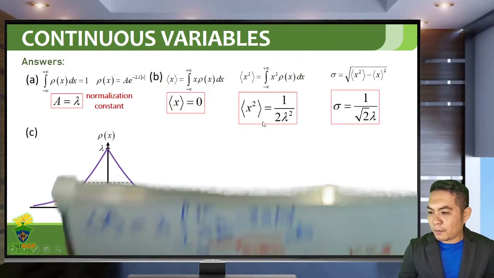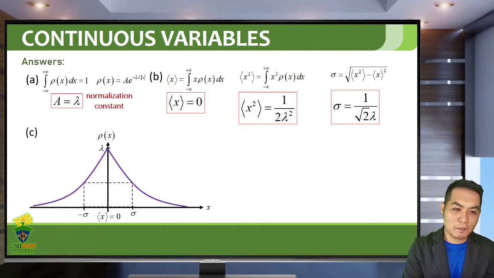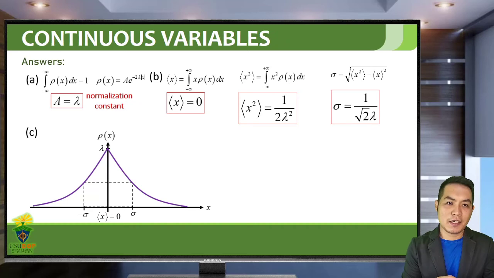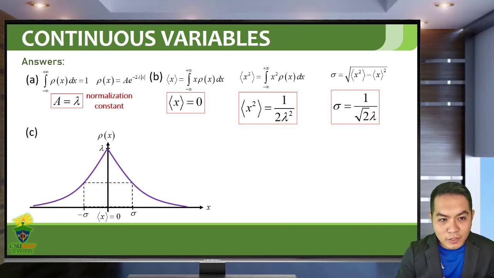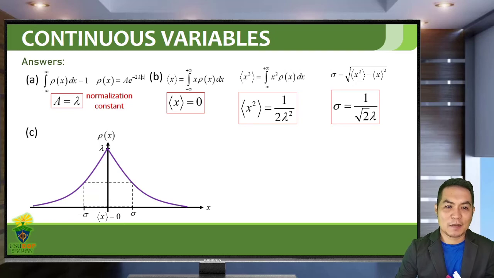For the next problem, we are asked to sketch our probability density function. So you will notice this is an exponential decay, e to the negative x. From 0 to positive infinity, it's an exponential decay. And since this is an even function, it should be symmetric, so it will also decay towards negative infinity.